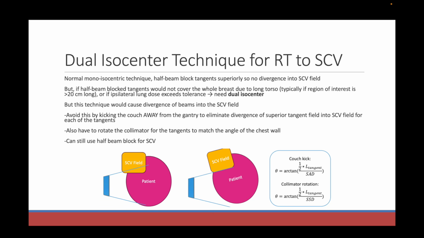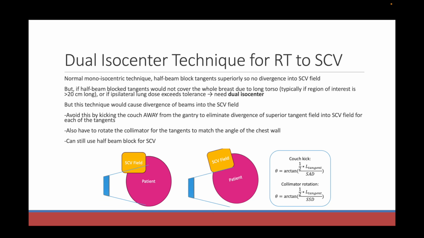Okay, so you have to kick the couch away from the gantry in breast so that the divergence of that tangent field superiorly kind of matches your supraclavicular field. The other thing that you have to do is rotate the collimator for the tangents so that you match the angle of the chest wall. And then you can still use the half beam block for the supraclavicular fields so that there's no divergence inferiorly into your tangent fields.